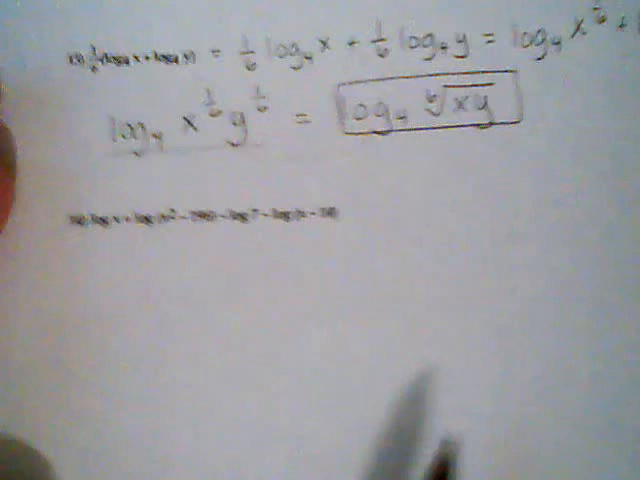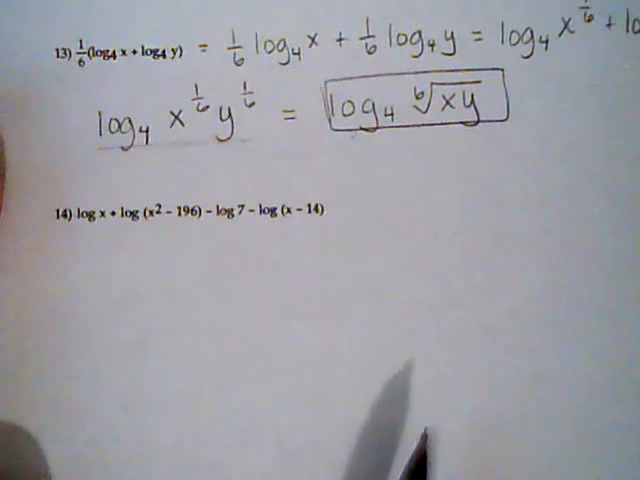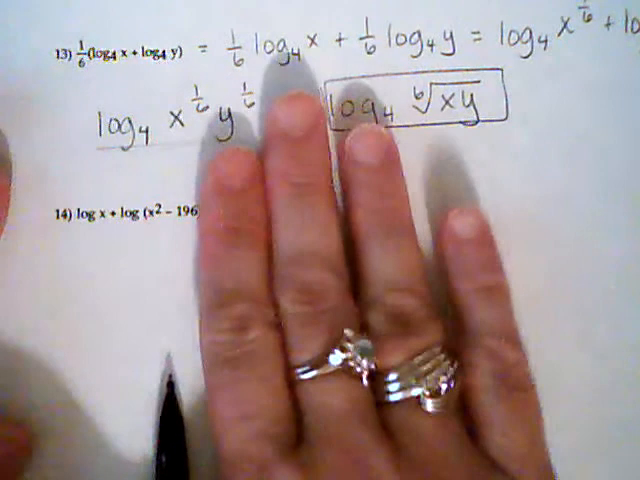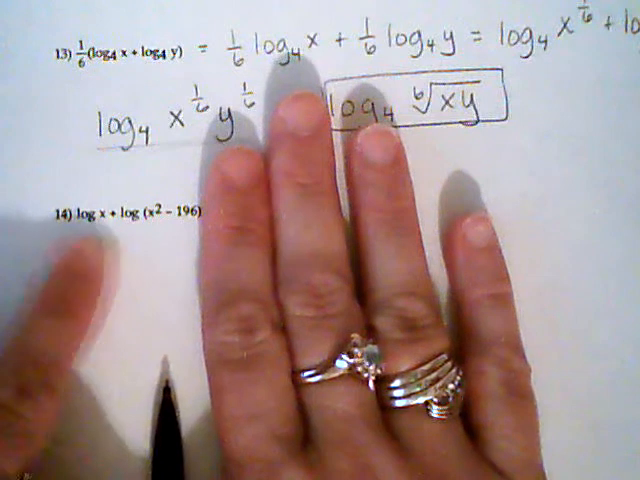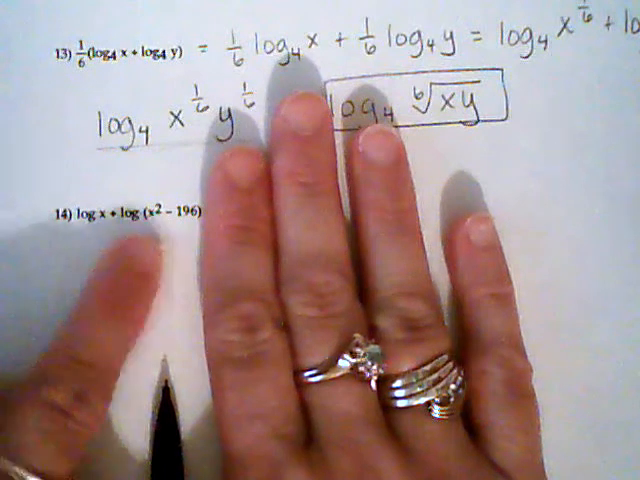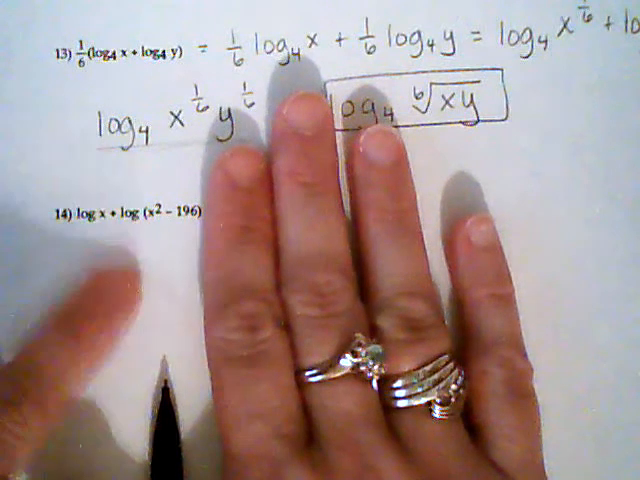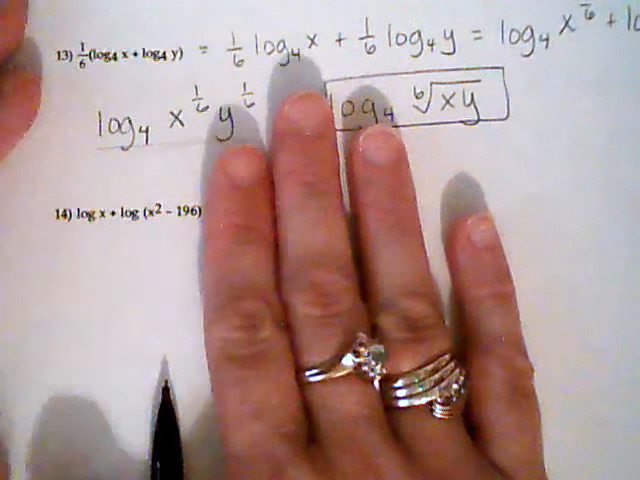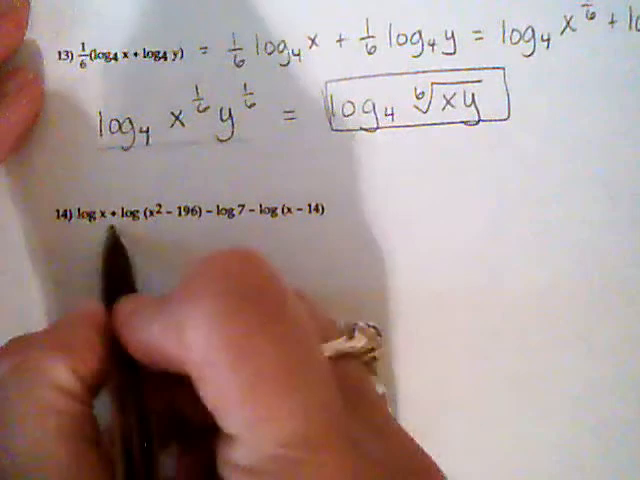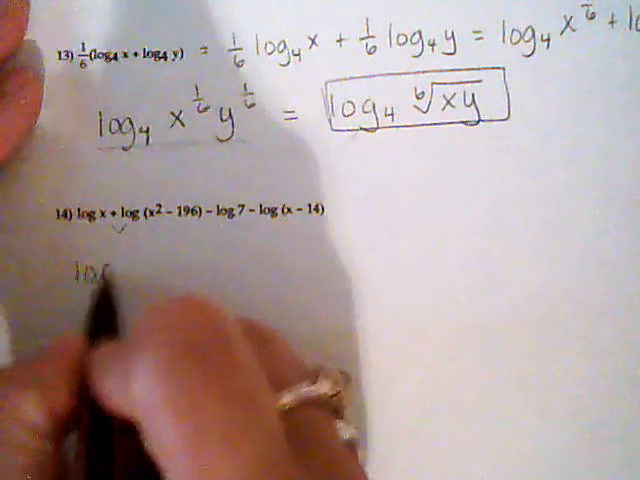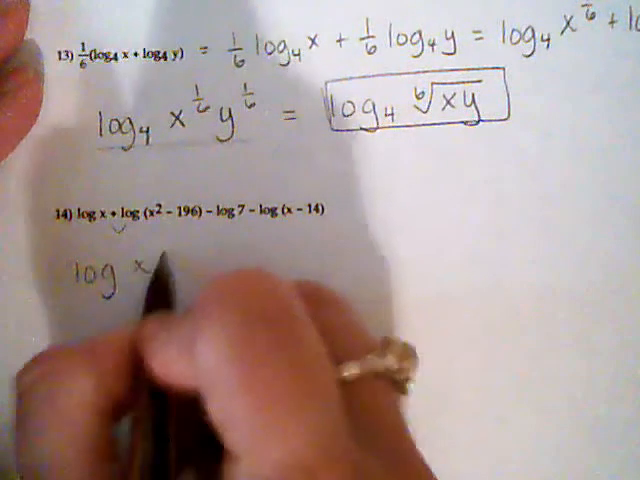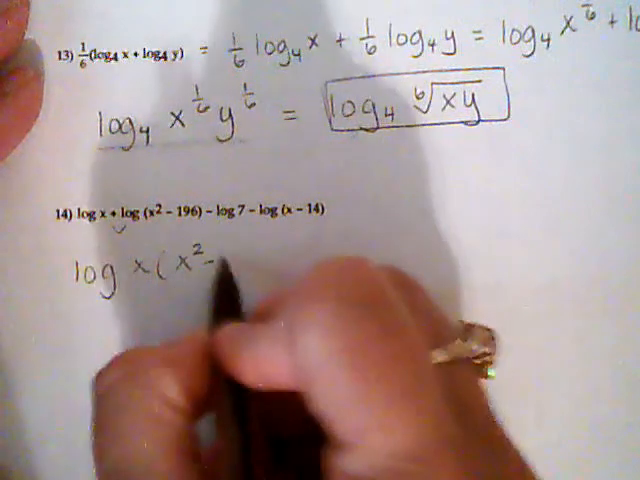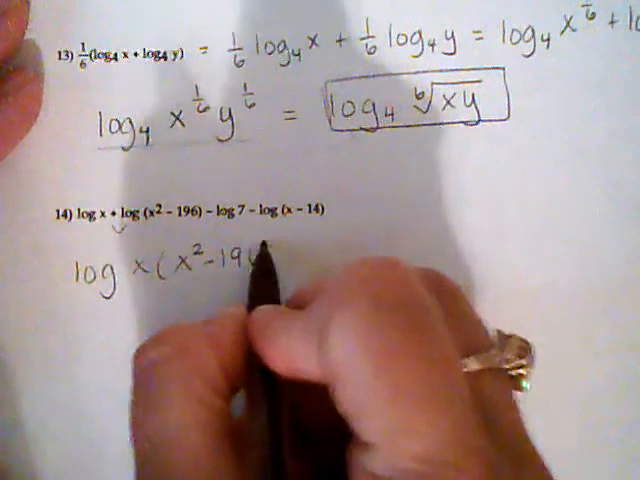Okay, and then number 14. This one looks a little longer. Okay, I'm first going to look at just the first half. Okay, I have log of x plus log of x squared minus 196. So if it is plus, if I'm adding here, I know that I can condense this part to be log of x times x squared minus 196.